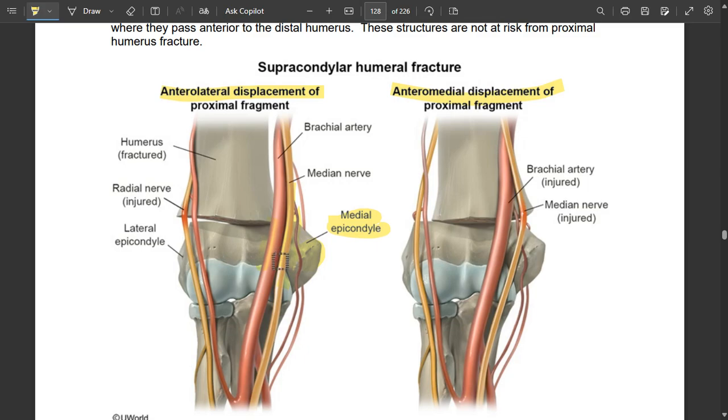These are the most important structures. This is the lateral epicondyle, and just medial to the lateral epicondyle is the radial nerve. So if there is anterolateral displacement, the radial nerve can be injured, while medial displacement can injure the median nerve, as well as the vessel. That is a very well-known fact. The brachial artery can be injured in medial displacement, while in lateral displacement there is some artery that can also be disrupted. Which artery is this?